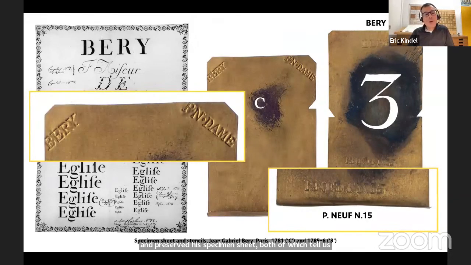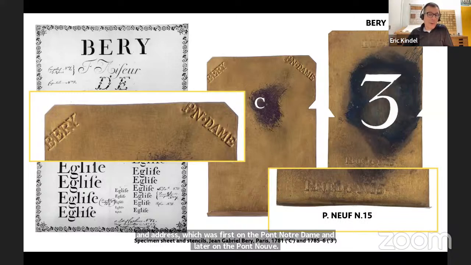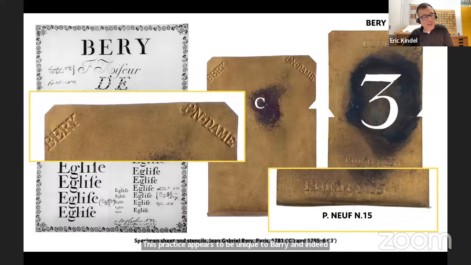As you can see, Barye did mark his plates with his name and address, which was first on the Pont Notre Dame and later on the Pont Neuf. This practice appears to be unique to Barye, and indeed an unhelpful modesty amongst other French makers has continued more or less up to the present day. So it continues to be a challenge to identify who made what.